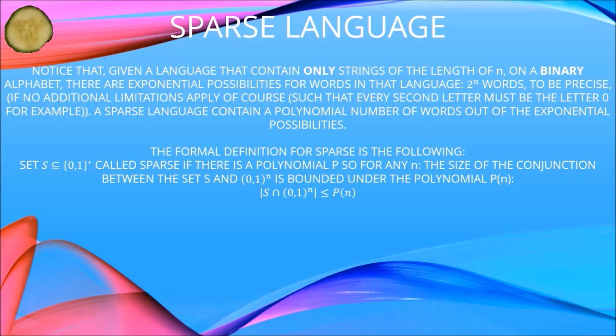The formal definition for sparse is the following: a set S, subset or equal of {0,1}*, is called sparse if there is a polynomial p, so for any n the size of the intersection between the set S and {0,1}^n is bounded by the polynomial p(n). So the size of S intersect {0,1}^n is less than or equal to some polynomial p(n).